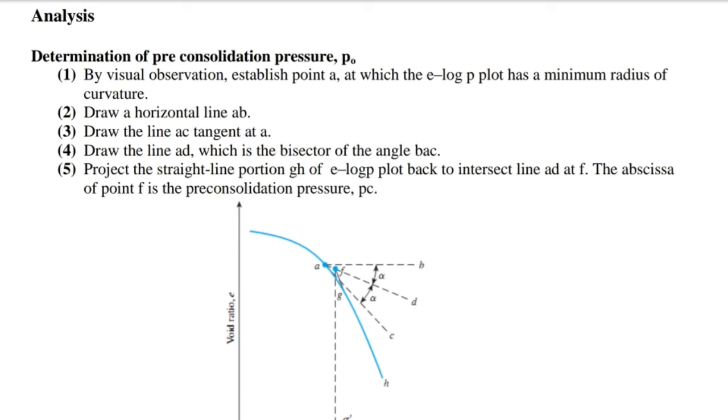Analysis. Determination of pre-consolidation pressure Pc. 1. By visual observation, establish point A at which the e-log P plot has minimum radius of curvature. 2. Draw a horizontal line AB. 3. Draw the line AC tangent at A. 4. Draw the line AD, which is the bisector of the angle BAC. 5. Project the straight line portion GH of the e-log P plot back to intersect line AD at F. The abscissa of point F is the pre-consolidation pressure Pc.